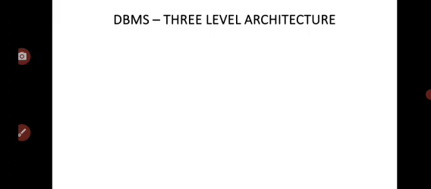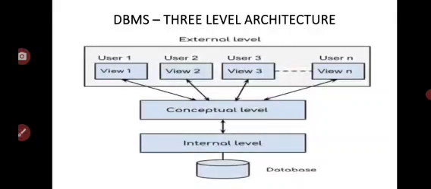Database management system three-level architecture, or three-tier architecture. This diagram depicts the architecture of the database management system. It contains three levels: one is the external level, another one is the conceptual level, another one is the internal level. The external level contains the external views, that is view 1, view 2, view 3 up to view n, and these can be utilized by user 1, user 2, user 3 up to user n.